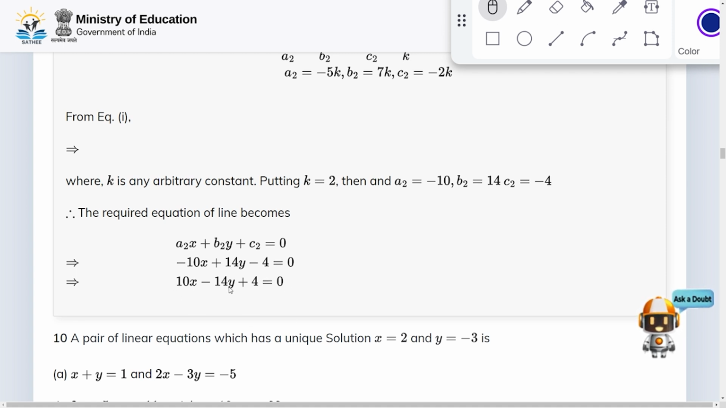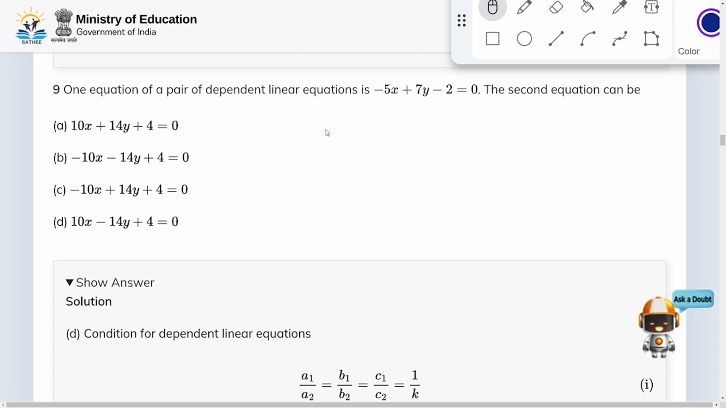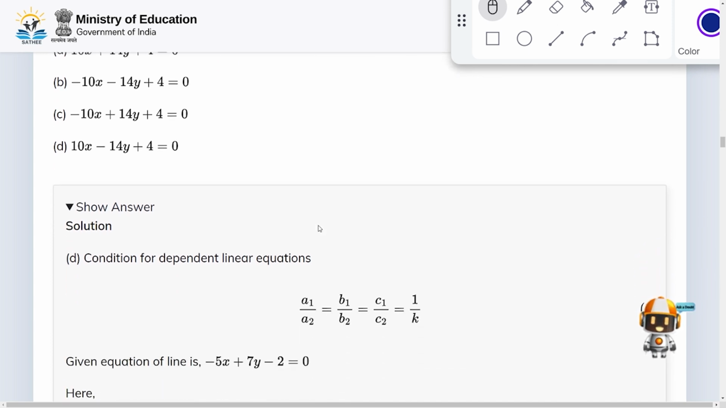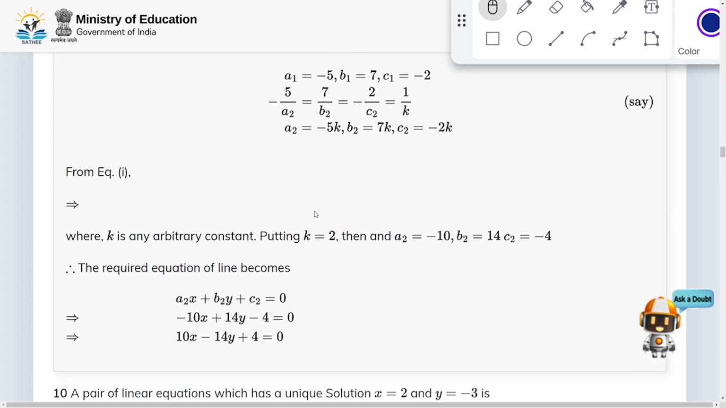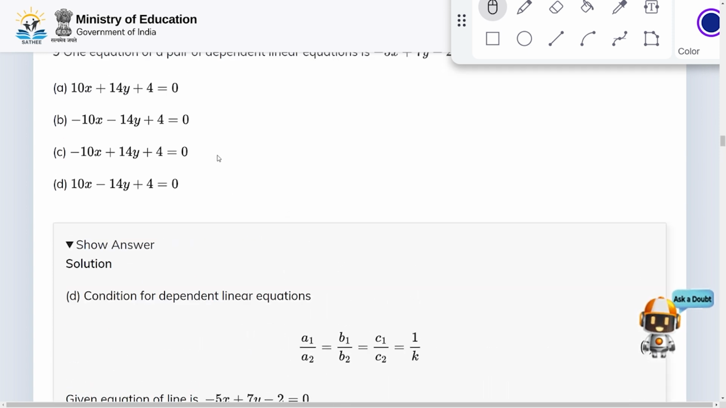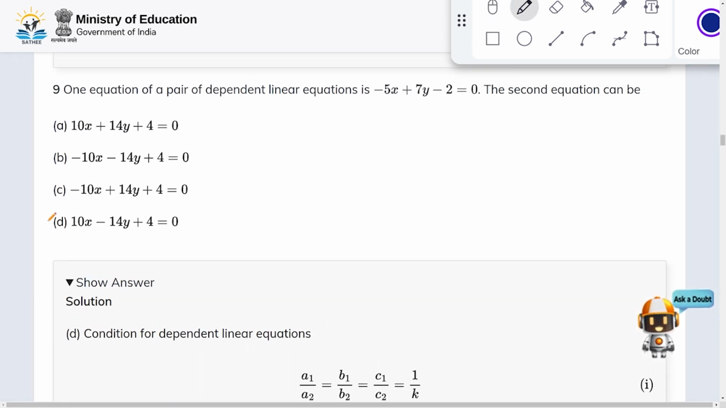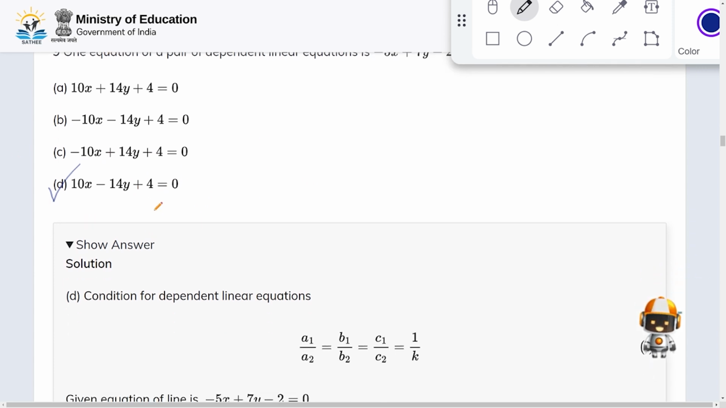So this equation and the given equation are actually a pair of dependent linear equations. So if one equation of a pair of dependent linear equations is minus 5x plus 7y minus 2 is equal to 0, then the second equation can be 10x minus 14y plus 4 is equal to 0. So here the correct answer is option number D. I hope this is clear to you. Now we can move to another question.